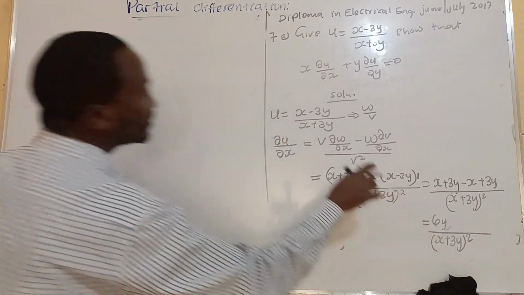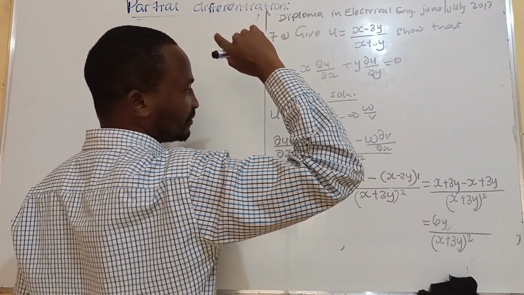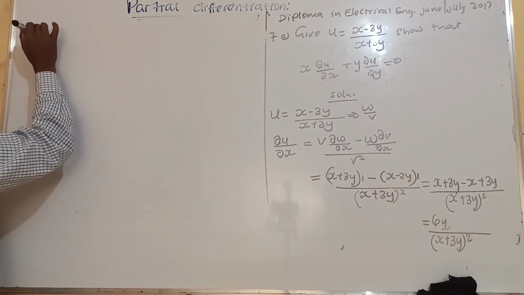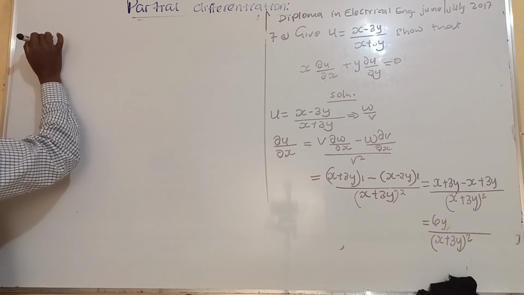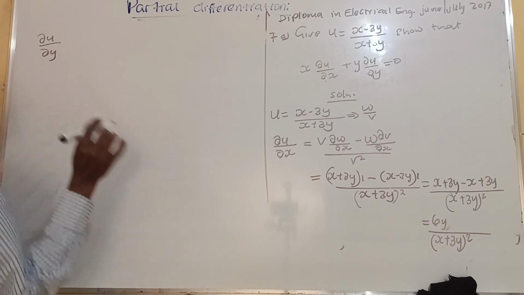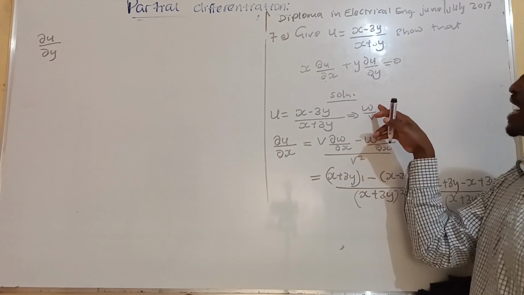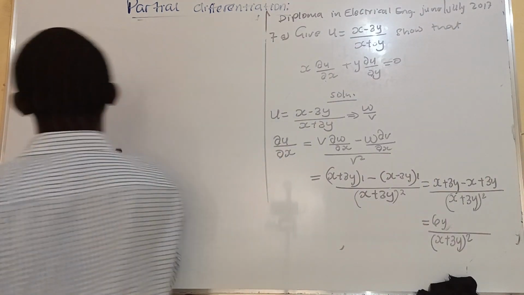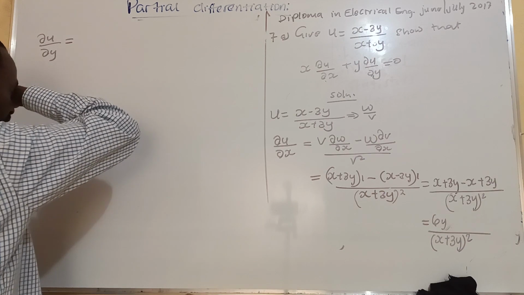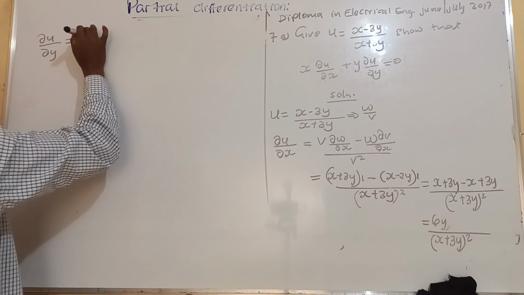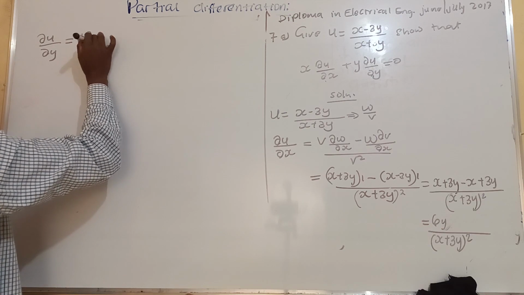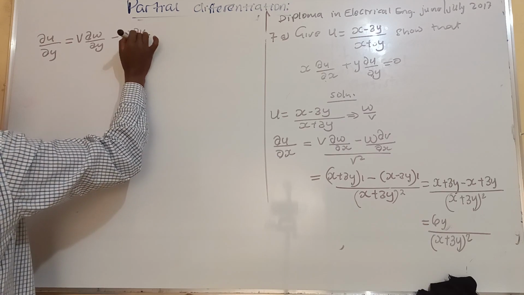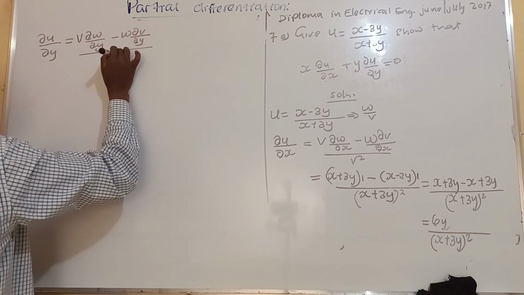The next one, we need the partial derivative of u with respect to y. What is our u? w over v, but we are differentiating with respect to y this time round. We know how we do it. Write the formula for the quotient: v times the partial derivative of w with respect to y, minus w times the partial derivative of v with respect to y, all over v squared.